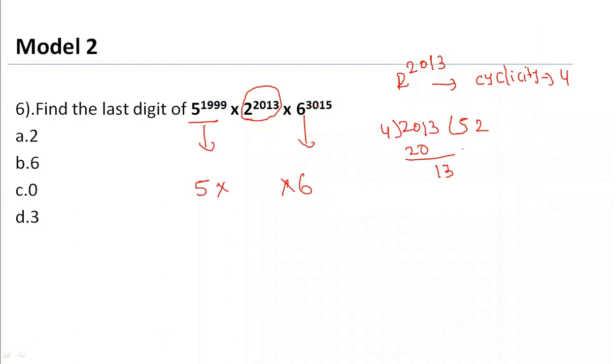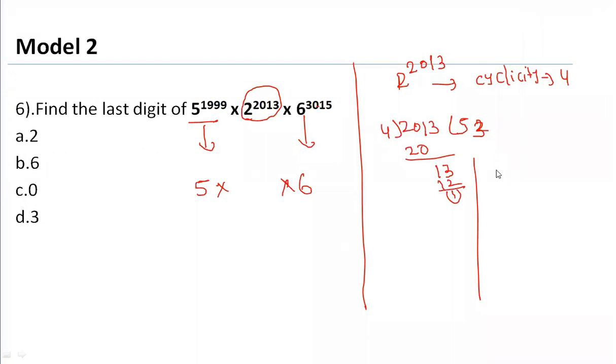4 2s are 8, 4 3s are 12. That means the remainder is nothing but 1. So whenever we are dividing any number by 4, we will not get 4 as the remainder. We can get 0 if it is exactly divisible. We can get 1 if it is one excess. We can get 2, we can get 3.